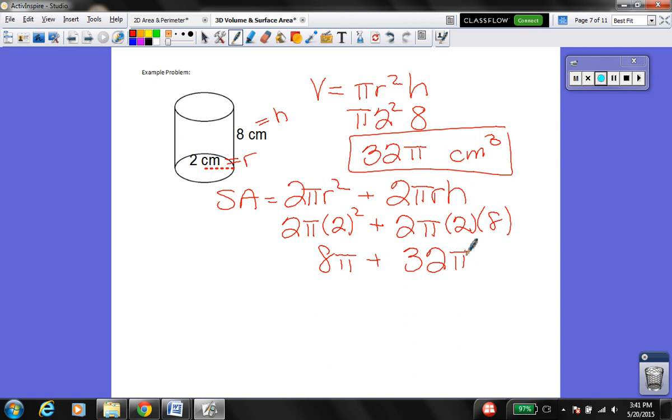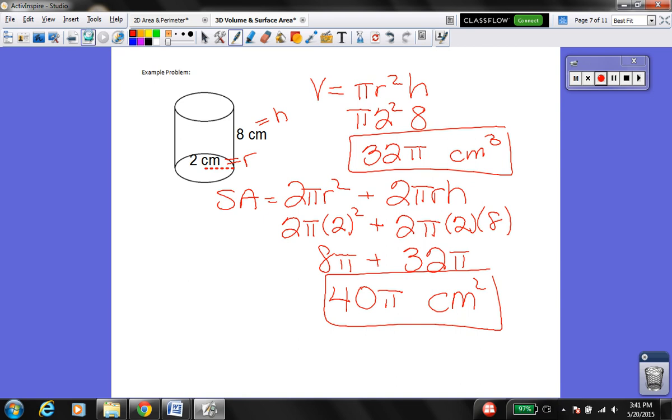Now, because they have both been multiplied by pi, I can add them together. 8 plus 32 gives me 40 pi. Make sure I keep the units. Centimeters squared. 40 pi centimeters squared. As of right now, it seems to be a pattern that all the surface areas are larger than the volumes. That can be true. Doesn't necessarily always have to be true.